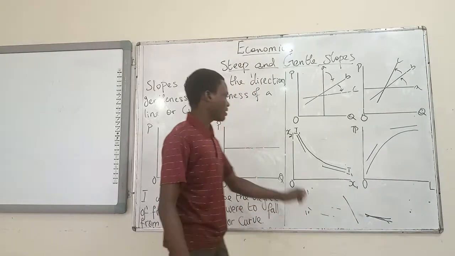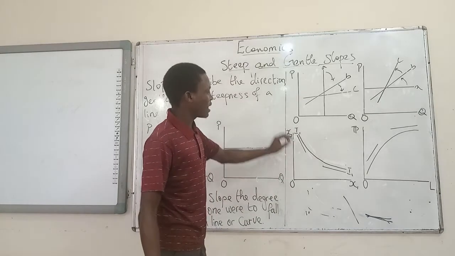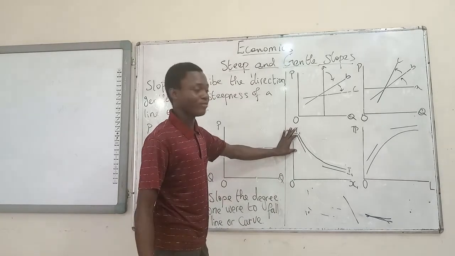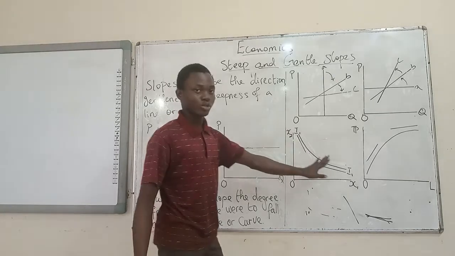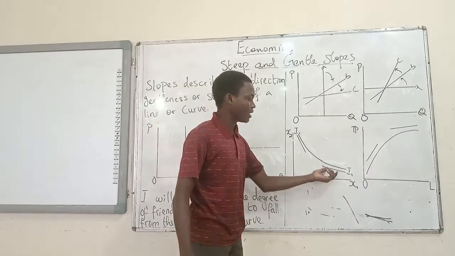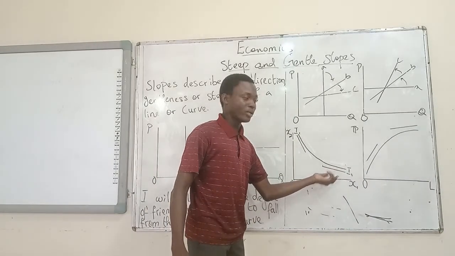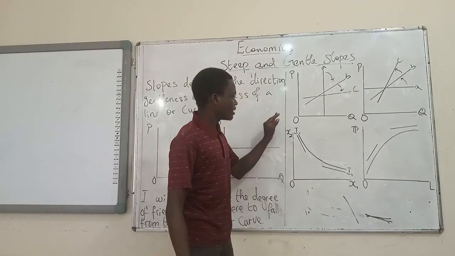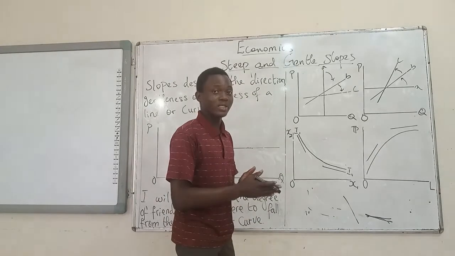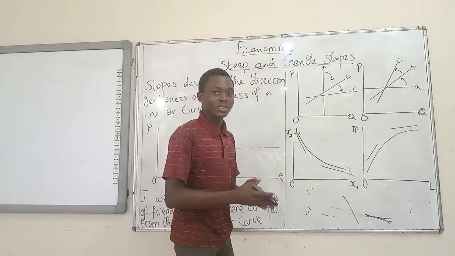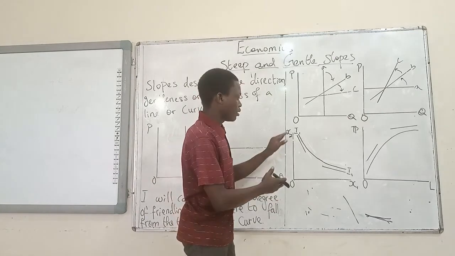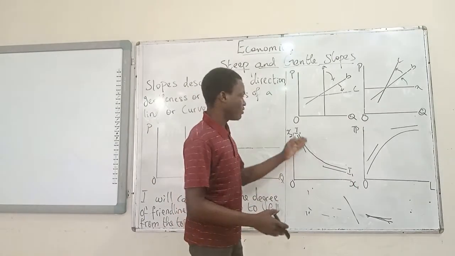So that is telling us that an indifference curve has a steep slope from the beginning if you are moving from the left to the rightward part of it, and at the end of the day it has a gentle slope. In other words, the slope of an indifference curve decreases as you move from the left to the right of it.